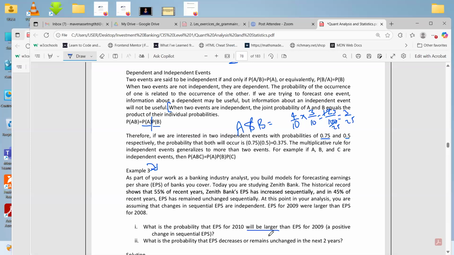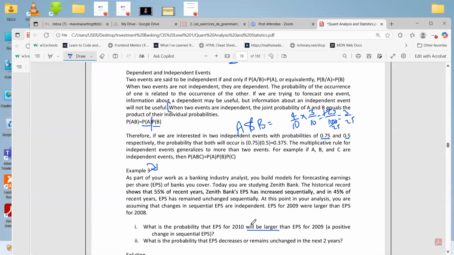1/2. I didn't get that. Please come again. 55%. Beautiful. It's 55% and not 1/2 because this is it right here. The historical record shows that in 55% of recent years, Zenith Bank EPS has increased sequentially. So what is the probability that EPS for 2010 will be larger than EPS for 2009? Straightforward, 0.55 or 55%.